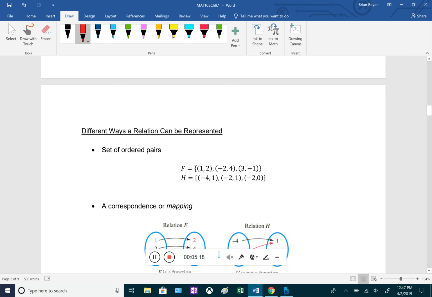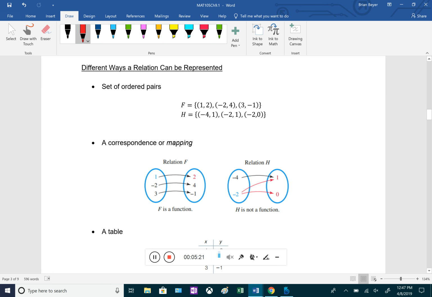Okay, so there's several other different ways that we can see how a relation is shown to us. The first way is that set of ordered pairs, which we've already done. I just have an example for each one. So set of ordered pairs, let's say we have F and H here. They represent different relations, and we have the different ordered pairs.